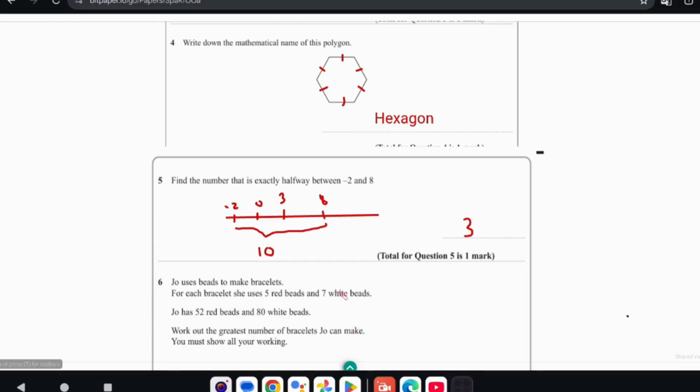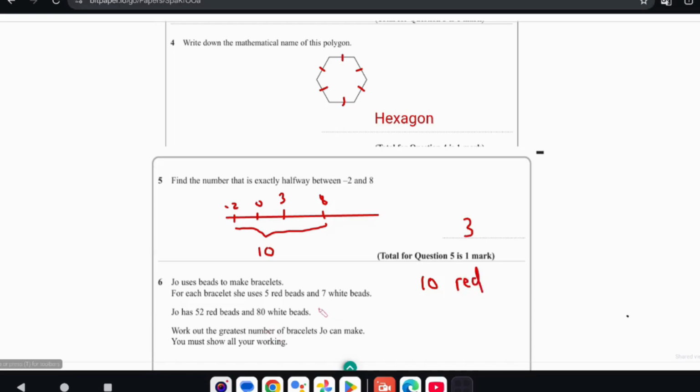Jo uses beads to make bracelets. For each bracelet, she uses 5 red beads and 7 white beads. Jo has 52 red beads and 80 white beads. Work out the greatest number of bracelets Jo can make. Okay, so 52 divided by 5, well 50 divided by 5 is 10. So with the red she can make 10.